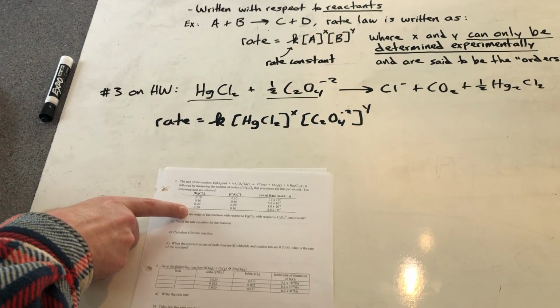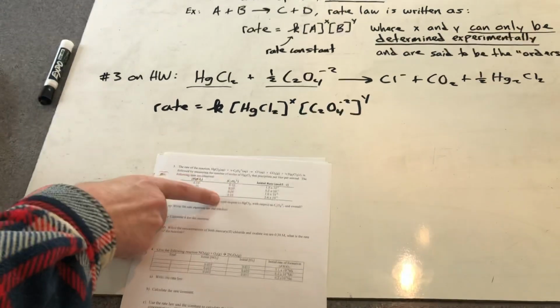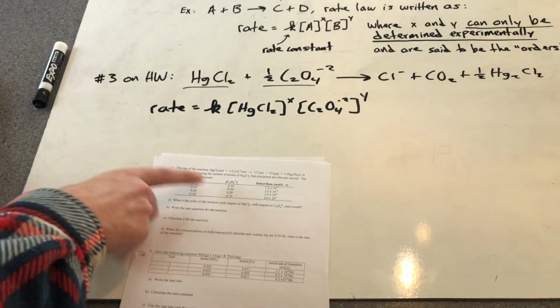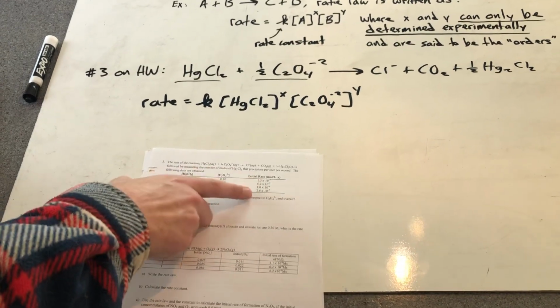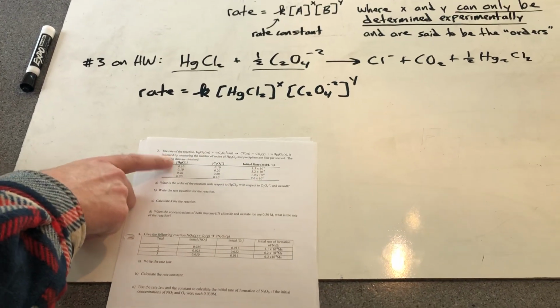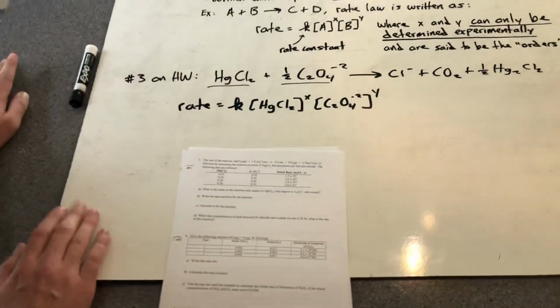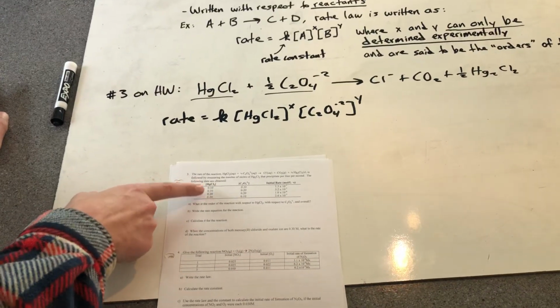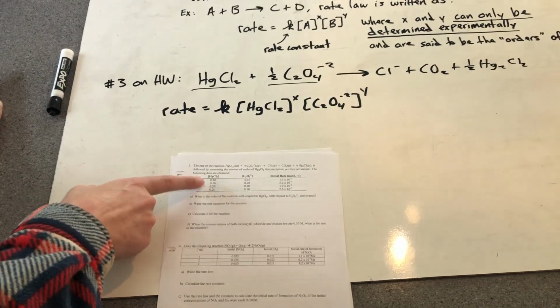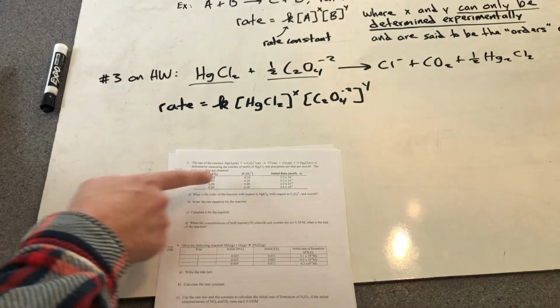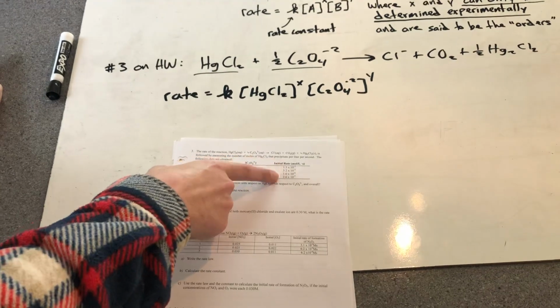From experiment 1 to experiment 4, HgCl2 is changing. C2O4 minus 2 is not changing. We want to see how that impacts the rate. How does changing the concentration of HgCl2 affect the rate while keeping C2O4 minus 2 constant? So what's happening from 1 to 4? HgCl2 is doubling. If we double the concentration of HgCl2, what happens to the rate?